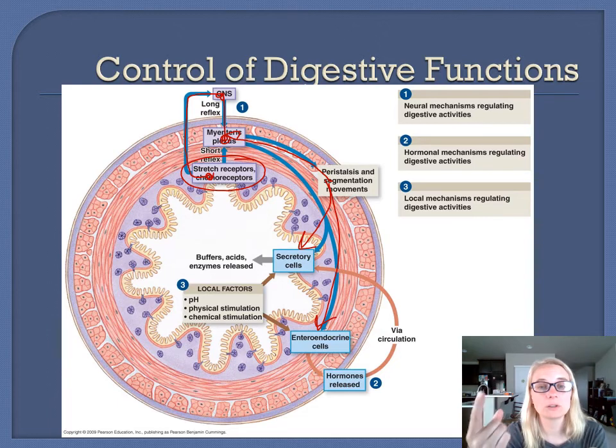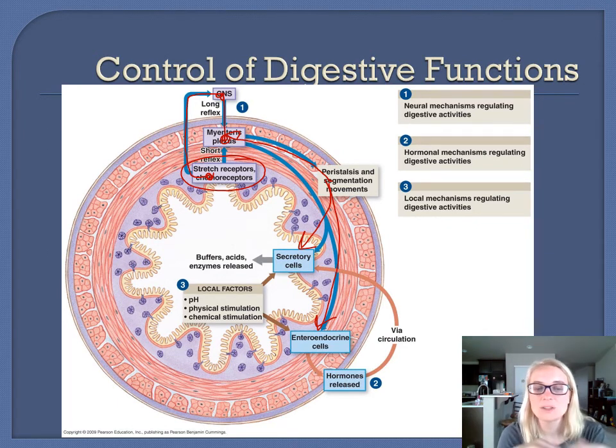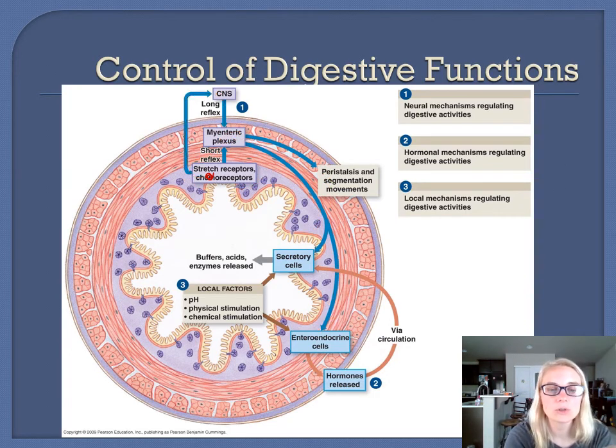But if you bring in a long reflex, you might get some kind of stimulus showing up in the duodenum, going up to the CNS, coming back down, and then it will affect the entire organ system. So think short reflexes are for local control, long reflexes are like organ-wide control. Okay, so that's our neural control.